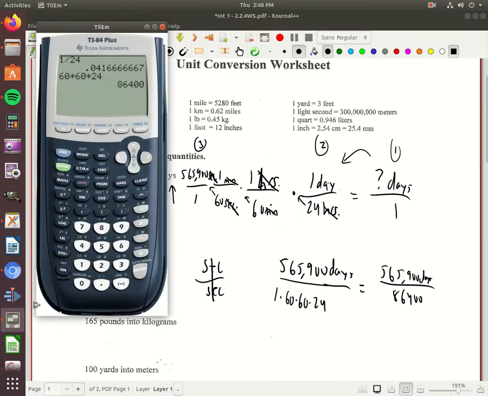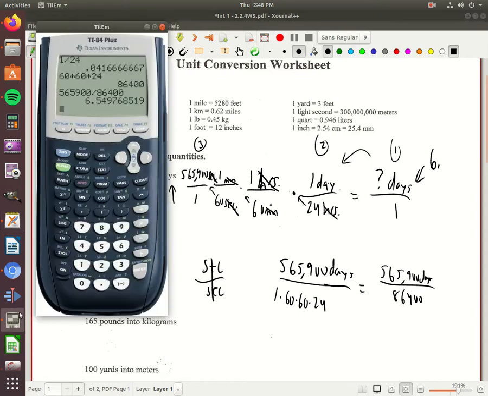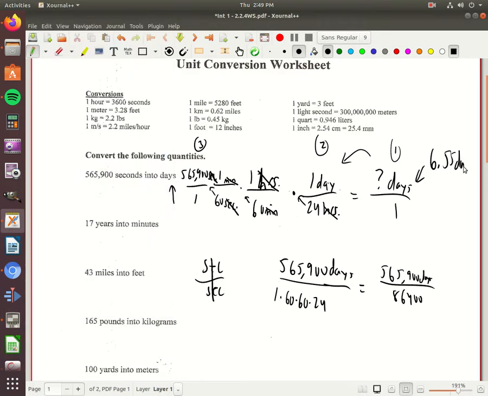And what I'm left with is 565,900 divided by 86,400. I get 6.55 days. That's how long 565,900 seconds is. Now I know a lot happened there. So let's look at another one of these things.